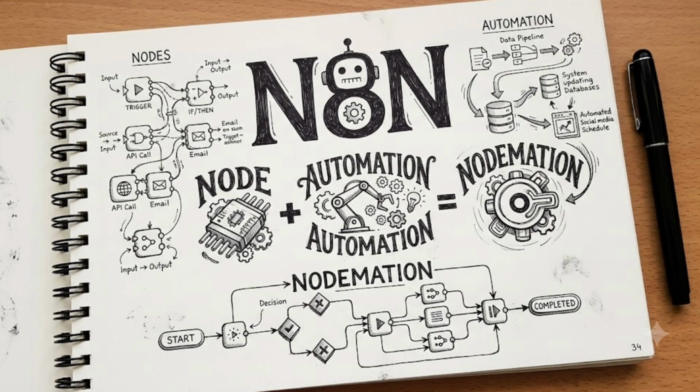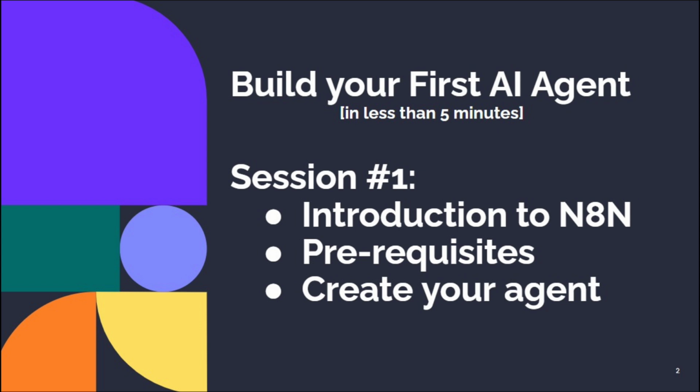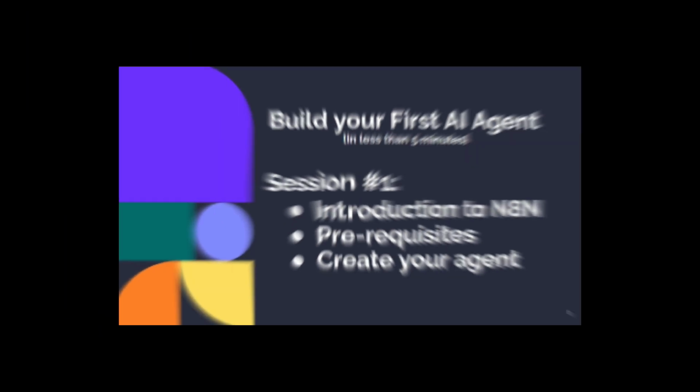What is N8N? N8N stands for Nodemation. It combines the words node and automation, which is Nodemation, simplified as N8N. The number 8 represents the 8 characters between the first and last N in the word Nodemation.